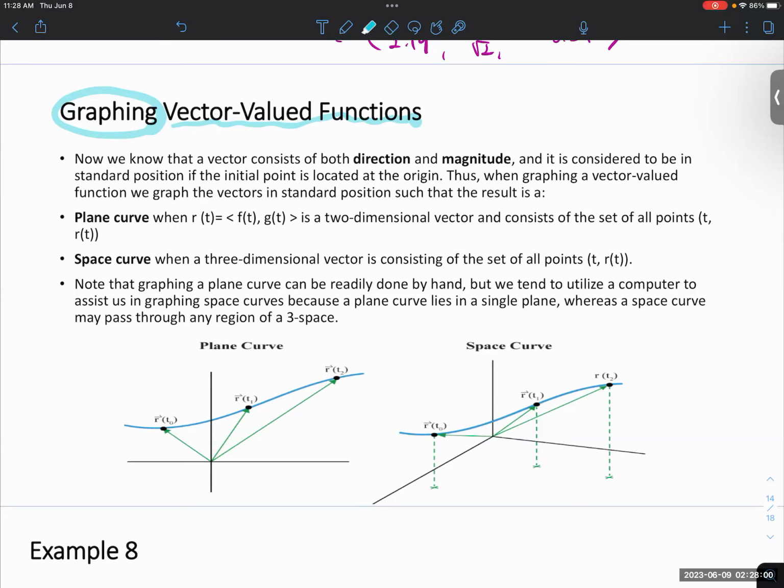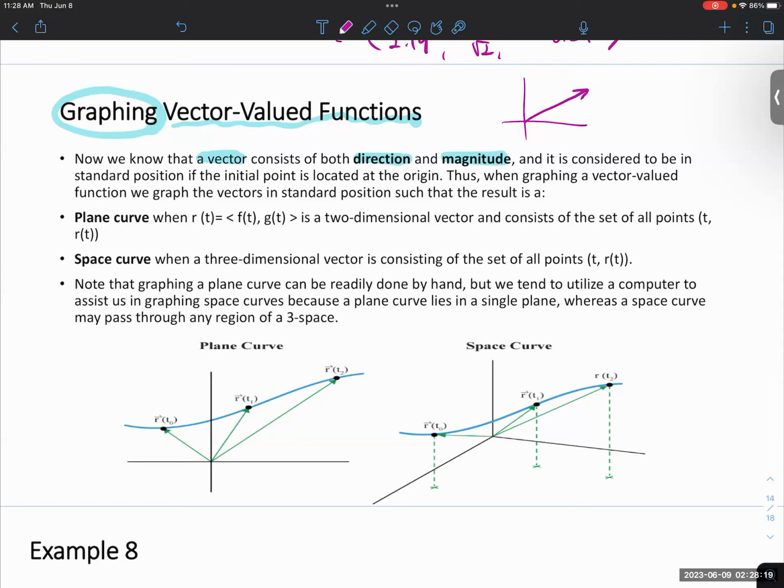Now we know that a general vector consists of direction and magnitude, and it is considered to be in standard position if the initial point is located at the origin. So we know the vector looks like this. This is just a regular vector, including direction and magnitude.